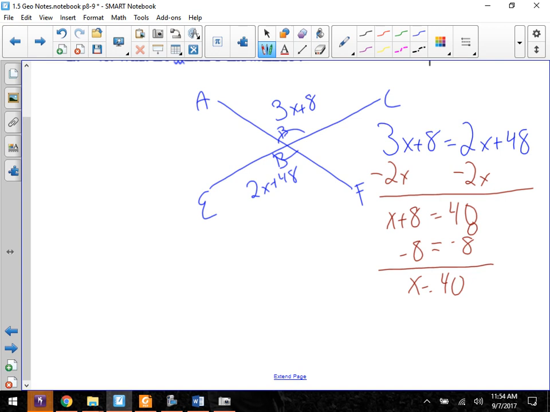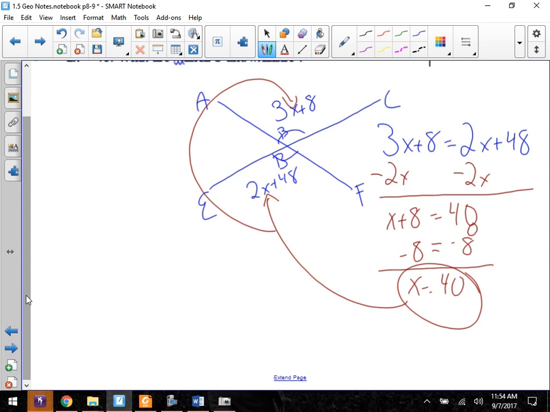Okay. Did it say solve for x or did it say solve for the angle? It just says solve for x and find the angle. Oh, then find the angle measure. So take the 40. You're substituting back in here and here. Hopefully, you should get the same number. Well, what's 3 times 40? Add a 0, you get 120. Add 8, you get 128. 2 times 40, add 48, 128. There you go.